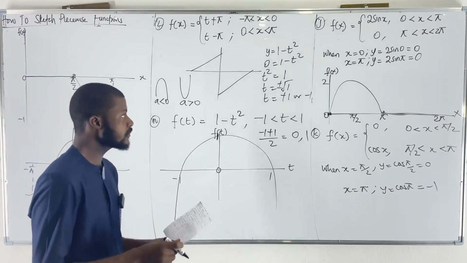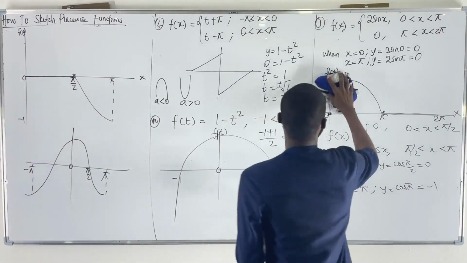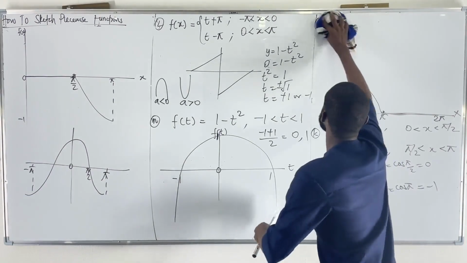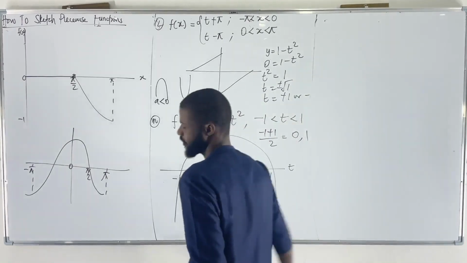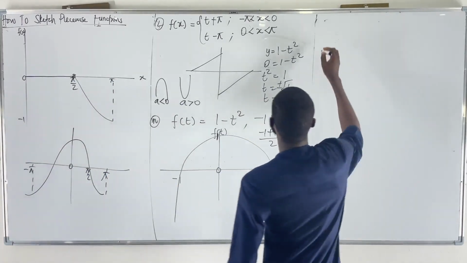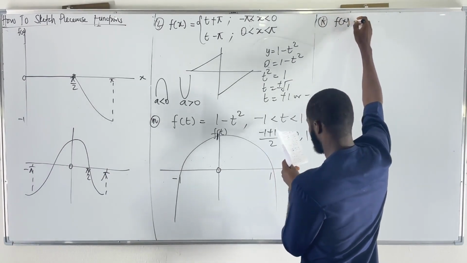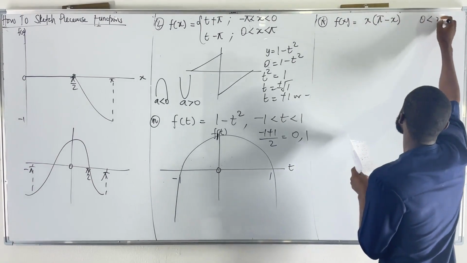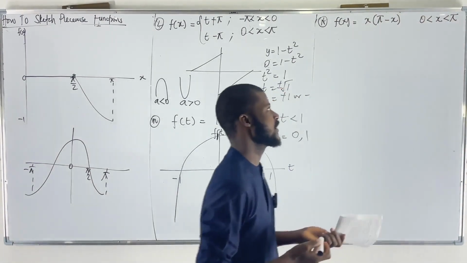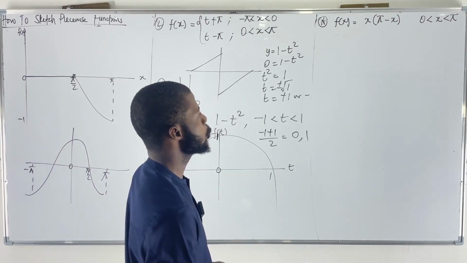Okay, the next one is question n. Don't worry, we're almost done with this. So for n, we have f of x equal x bracket pi minus x, and this is from 0 less than x less than pi. So that's actually an easy one to draw.